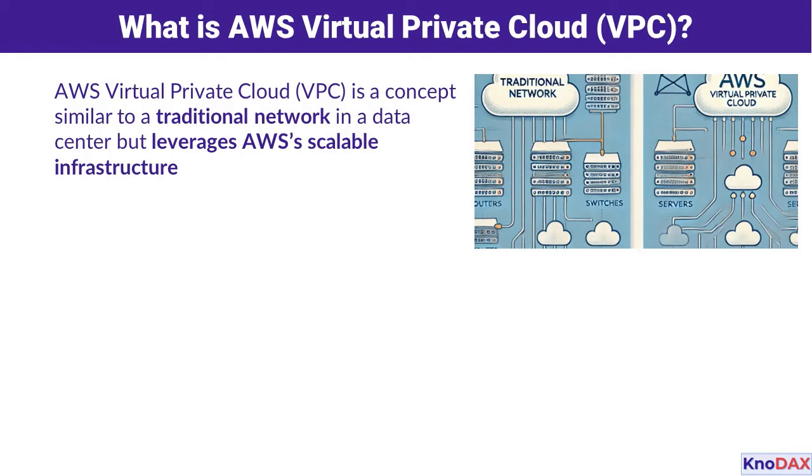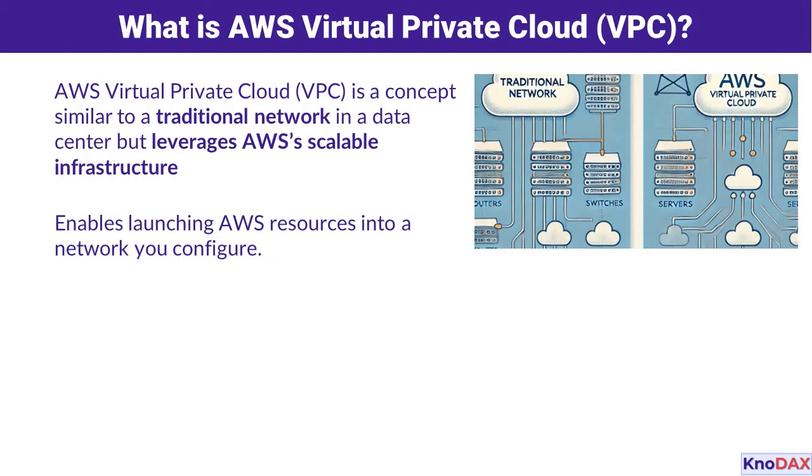What is AWS Virtual Private Cloud, or VPC? AWS VPC is a private virtual network in the cloud that functions much like a traditional network in a physical data center. However, it comes with the added advantage of leveraging AWS's massively scalable infrastructure. With a VPC, you can launch AWS resources into a network that you configure.